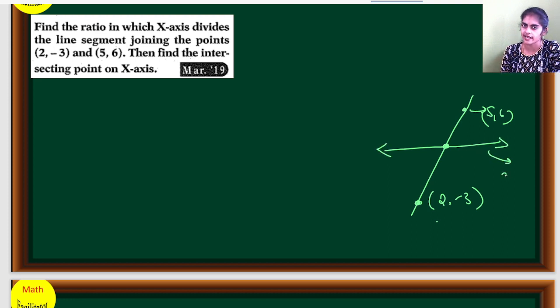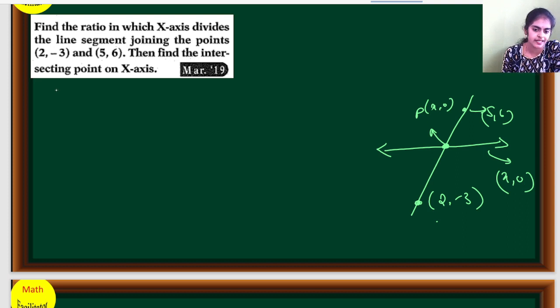Every point on the x-axis, remember, is of the form (x, 0). You need to find the ratio in which the x-axis is dividing. If the x-axis divides, then the point of division must be in the form (x, 0). So first find the ratio, then find the intersecting point on the x-axis.